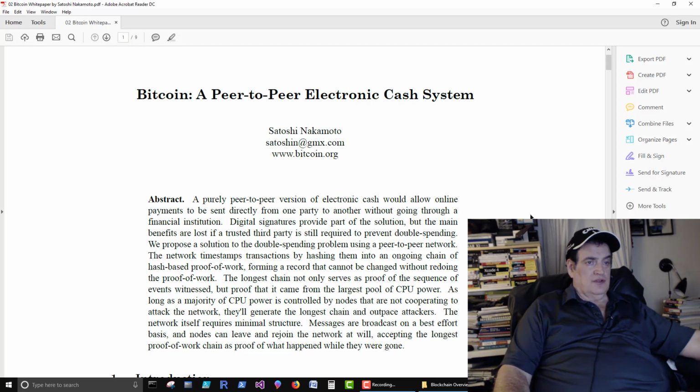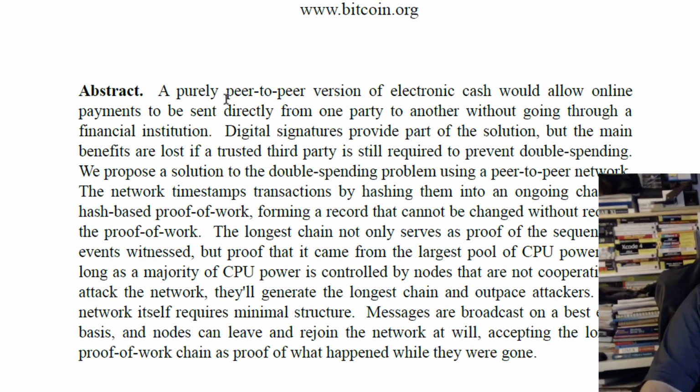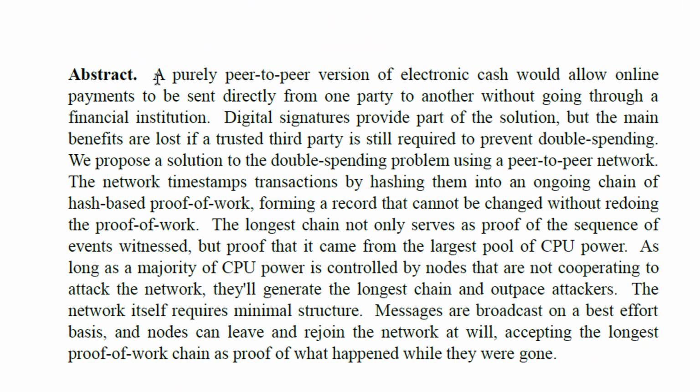Let's just run through this first paragraph here. He brings up a couple good points. So, a purely peer-to-peer version of electronic cash.